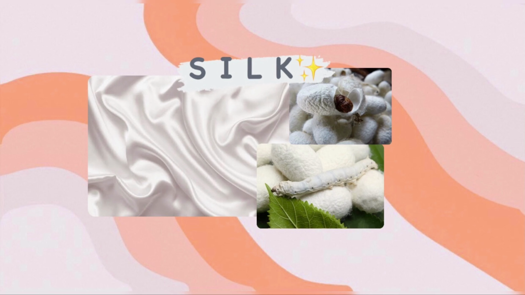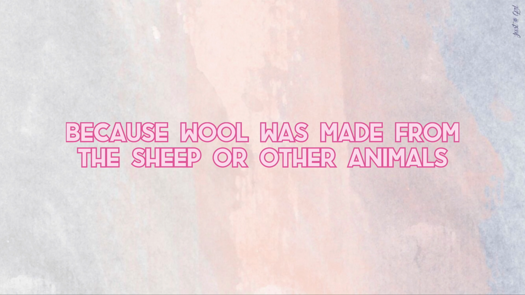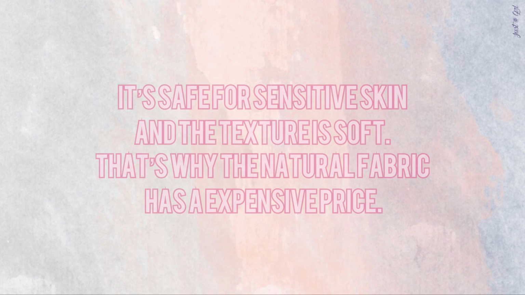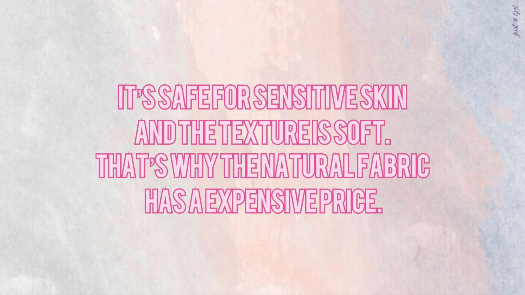However, natural protein fiber production is divided into wool and silk. Because wool was made from sheep or other animals, and silk was made from the larvae, it's safe for sensitive skin and the texture is soft. That's why the natural fabric has an expensive price.